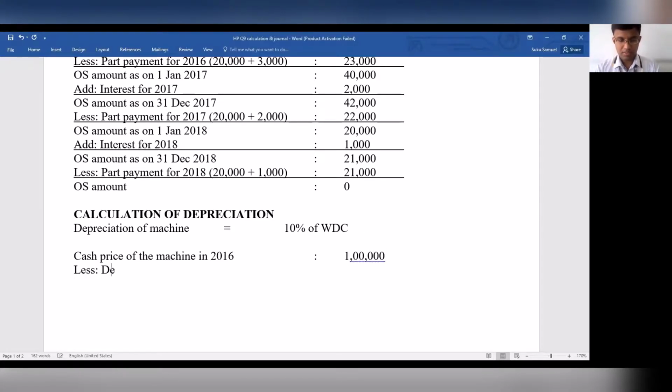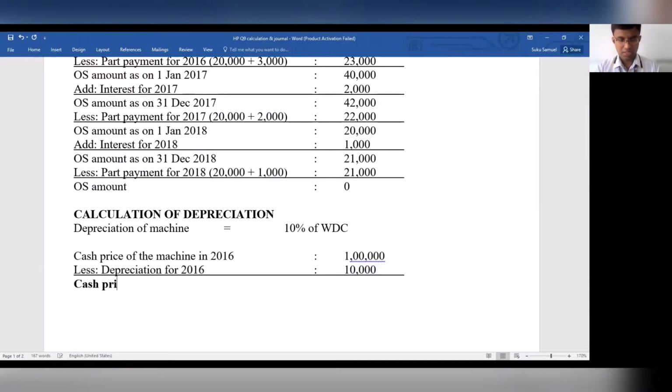Less depreciation for 2016. So depreciation for 2016, 10% of this works out to be 10,000.